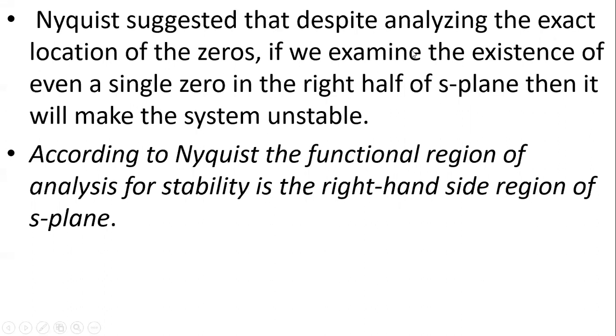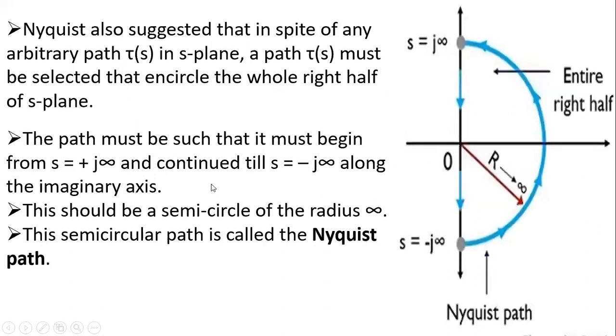So then Nyquist suggested that despite analyzing the exact location of the zeros, if we examine the existence of even a single zero on the right half of the S-plane, then it will make the system unstable. So according to Nyquist, the functional region of analysis for stability is the right-hand side of the S-plane. Therefore, Nyquist suggested that in spite of an arbitrary path tau of s in S-plane, a path tau of s must be selected that encircles the whole right half of the S-plane.